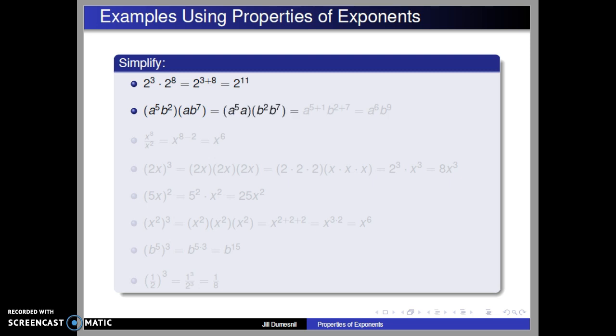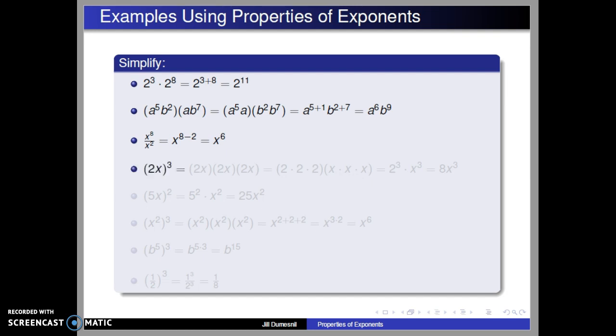Now we can reorder the factors using the associative and commutative laws of multiplication to get a to the 5th times a multiplied by b squared times b to the 7th. And then we get a to the 5 plus 1 power times b to the 2 plus 7 power, which yields a to the 6th times b to the 9th. To compute x to the 8th over x squared, we subtract the exponents to get x to the 6th.